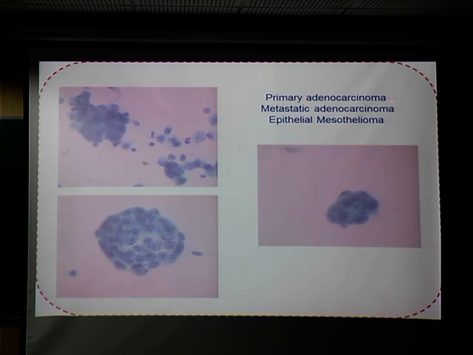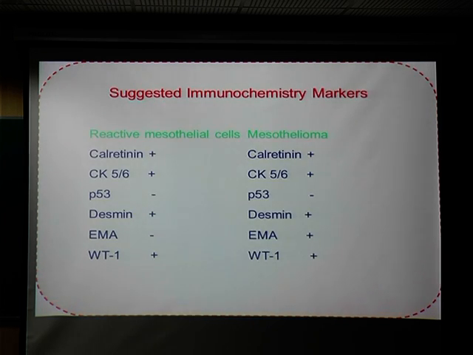Primary adenocarcinoma, because it is a pleural fluid, it might be coming from the lungs. It could be a metastatic adenocarcinoma from some other organs of the body to the lungs creating pleural effusion, or it could be the epithelioid variant of mesothelioma. What do we do? Now in this case, again, first thing, you will apply markers which will differentiate your doubt regarding reactive mesothelial cells from the malignant mesothelioma.